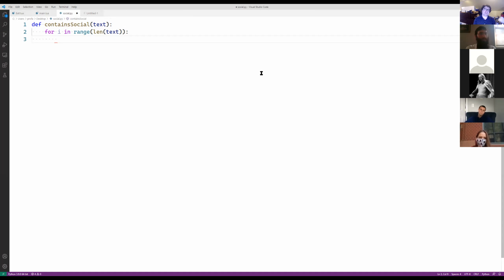So for each index, what we're going to do is basically say letter is equal to text at i, and let's call it actually char because it may not be a letter. If char.isdigit, I believe, or if char in 0 through 9, right? So if it's a digit, then we need to check the next character.